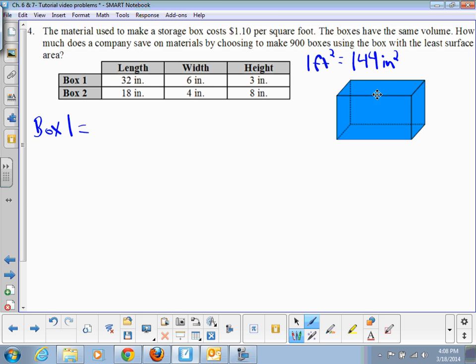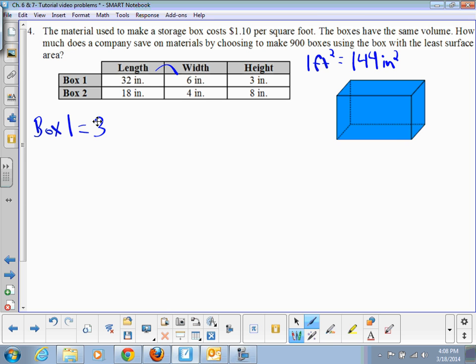Here's just a little visual. No, these are not exact measurements, but you could use this to try to visualize the length, the width, and the height. So remember the shortcut I taught you is 32 times 6 and then times 2, because there's 2 of those. So 32 times 6 is one surface, but then there's another identical surface.